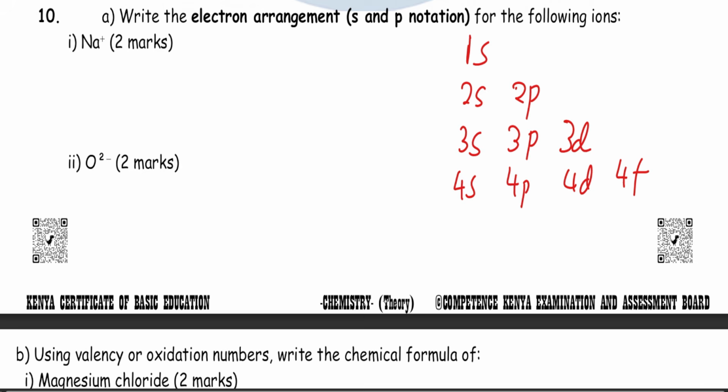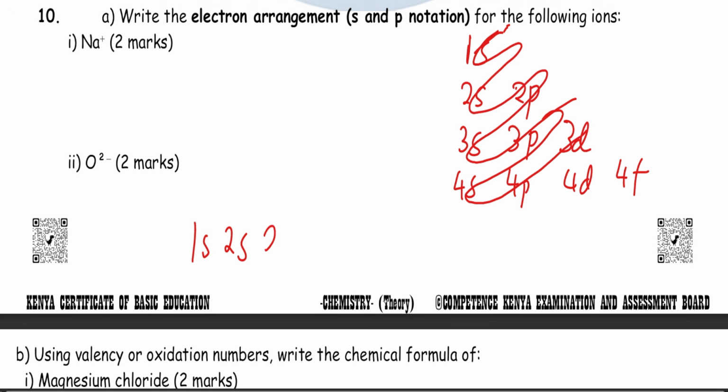Okay, but how would this help you? Usually you do something like this, where you go this way, then this way, then this way, and etc., then this way and this way. Okay, so that's the way that you usually use. That is 1s, 2s, 2p, then we have 3s, then we go to 3p, then 4s. Okay, but that's enough.